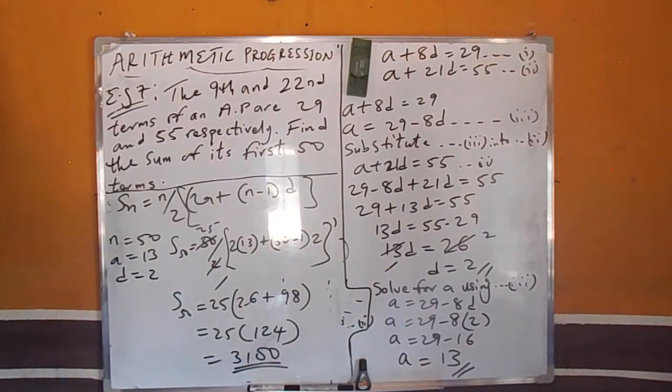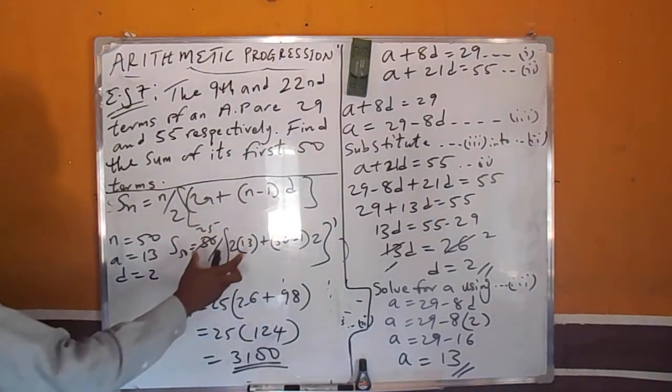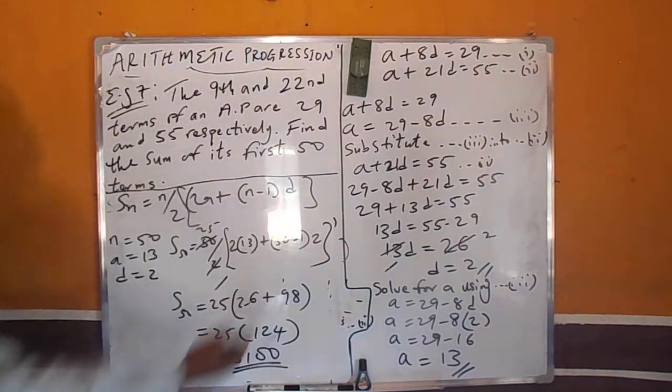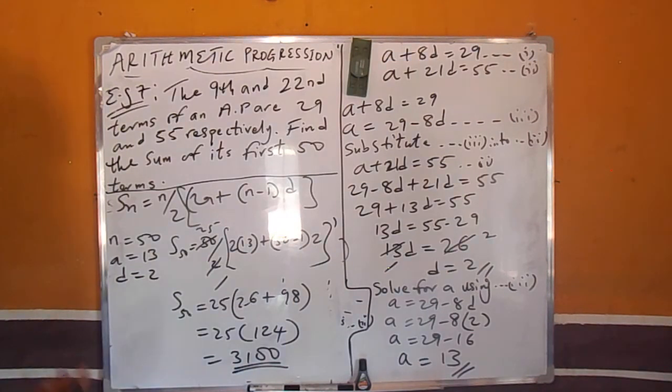So in this question, we have solved this sum. We have gotten all we were asked to look for. We are to look for a. Even if the question did not say we should look for a and d, we can't find the 50th term without getting our a and d.